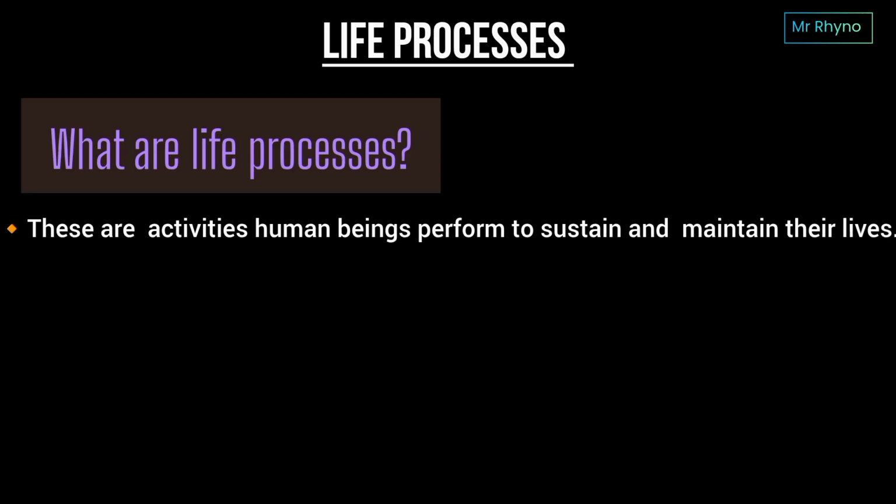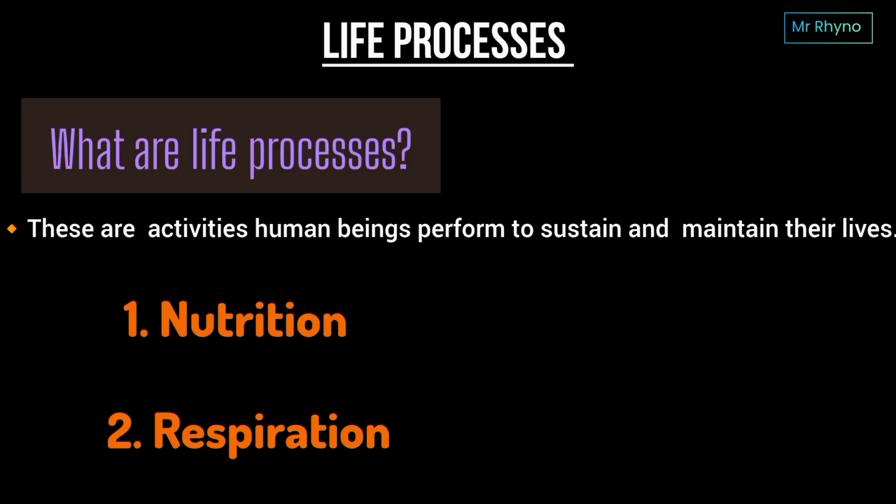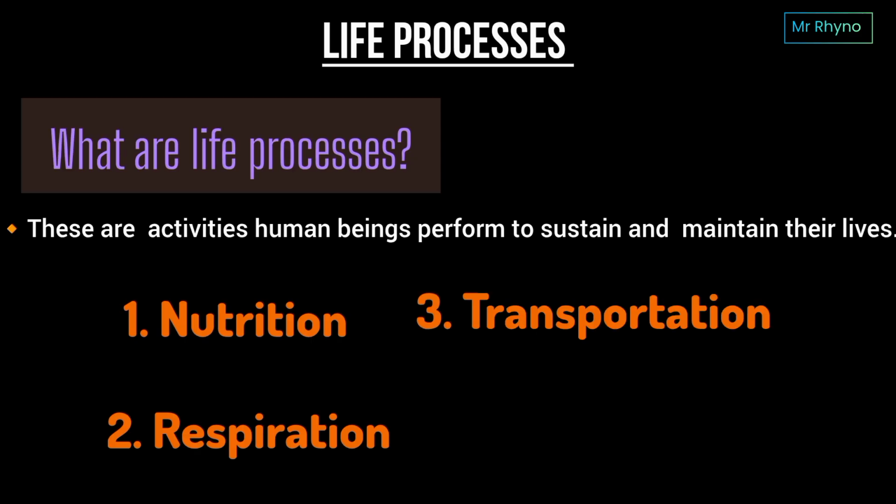There are four main life processes. Number one is nutrition, that is basically getting food and using it. Number two is respiration, that is the breaking down of food to get energy. Number three, we have transportation, moving substances from one part of the body to another. And lastly, we have excretion, and this is removing waste products from the body.